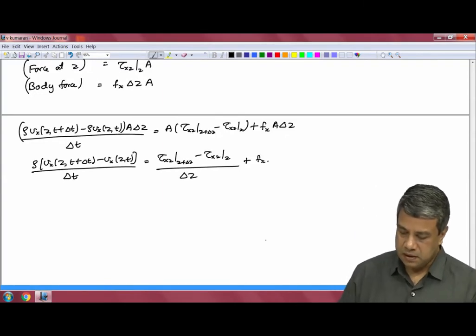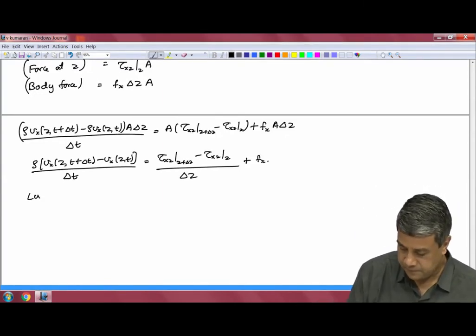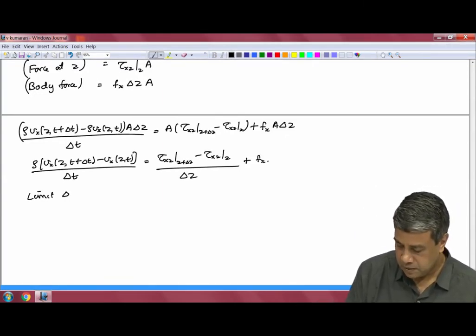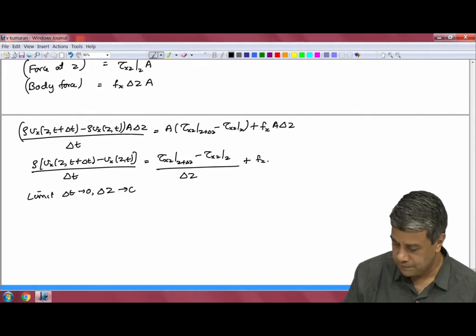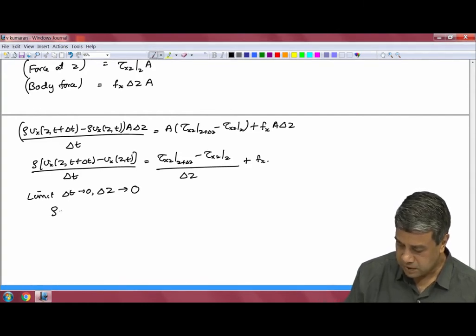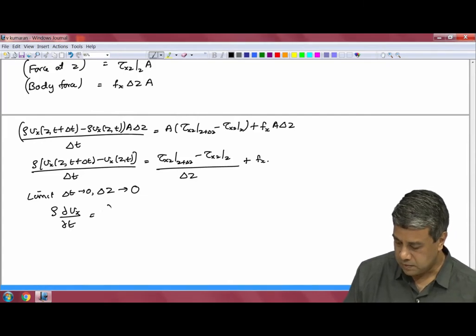and to get a differential equation, take the limit delta t goes to 0, delta z goes to 0. Rho times partial Vx by partial t is equal to partial tau xz by partial z plus Fx.